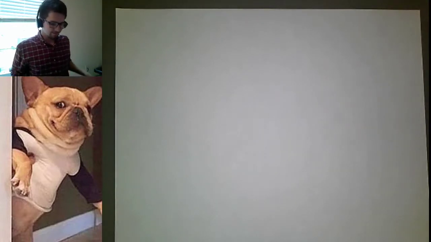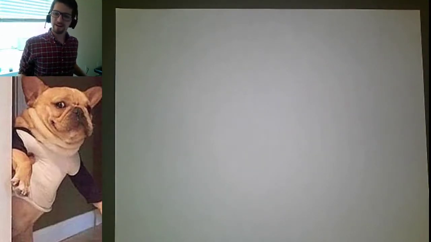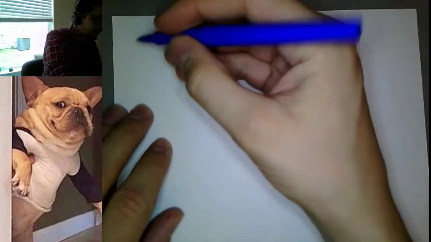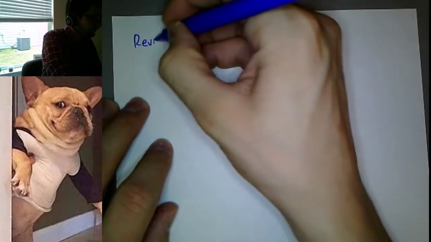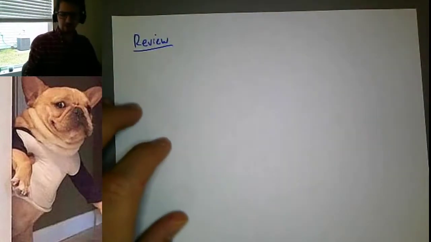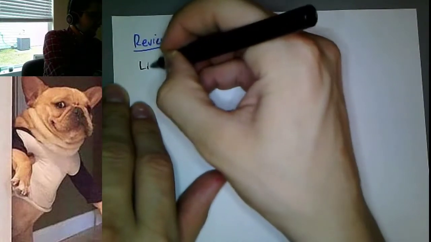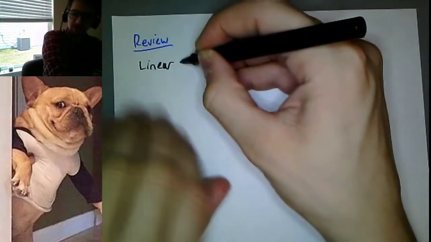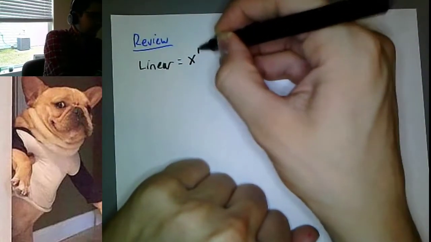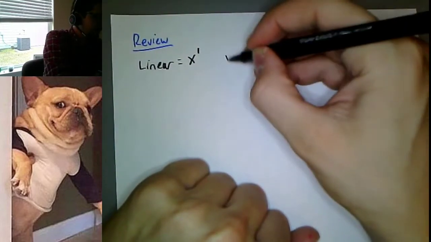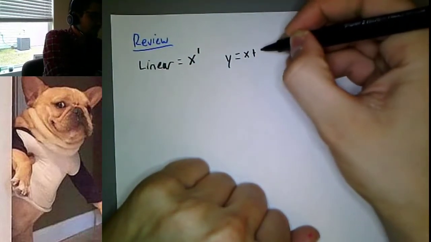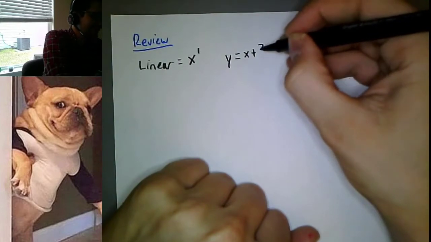Happy Tuesday. So far in algebra, we've talked about a bunch of different things. So let's start off with a little bit of a review. We're not doing a whole review, we're just going to list some stuff. So far, we've covered linear graphs, which is x to the 1 power. And this might look like something like y equals x plus 3.